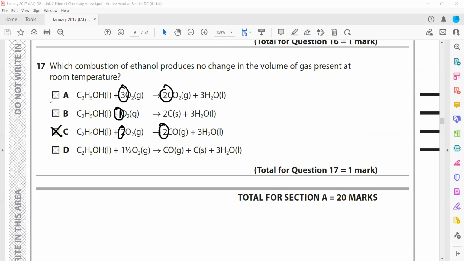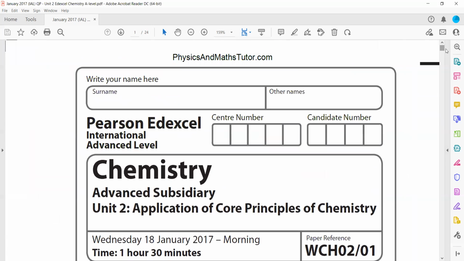Because 1 mole of any gas occupies 24 dm³. So if the number of moles of gas is not changing, the volume will not change. So this was from the January 2017 unit.